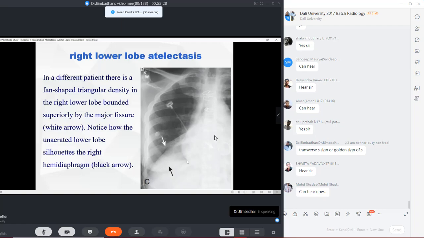Silhouette sign is positive if it is happening down in the right middle lobe. And since I can see the right heart border, that's the reason I understood that this is not the right middle lobe, but this is indeed the lower lobe. Okay, now did you understand? It is clear now? How can I differentiate between the lower lobe and the middle lobe? I am just applying the silhouette sign. Okay, clear now? Yes, no, please tell me.